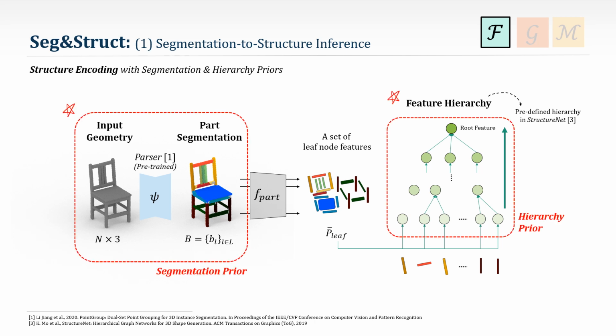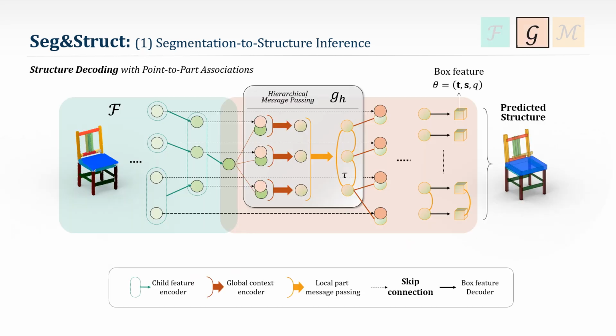Next, we construct a feature hierarchy in a bottom-up manner, based on the pre-defined tree structure in StructureNet. Here, we have two kinds of priors, the segmentation prior and the hierarchy prior, which greatly help the following decoding step. Next, the structure decoder recursively propagates the root feature to leaf nodes, and predicts the part bounding boxes and part relations between two nodes under the same parent node.